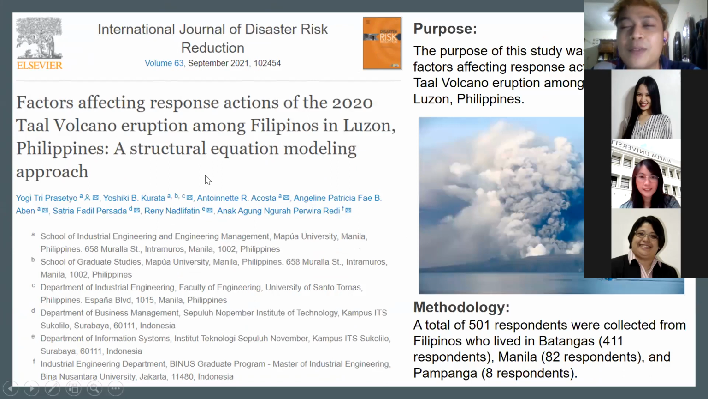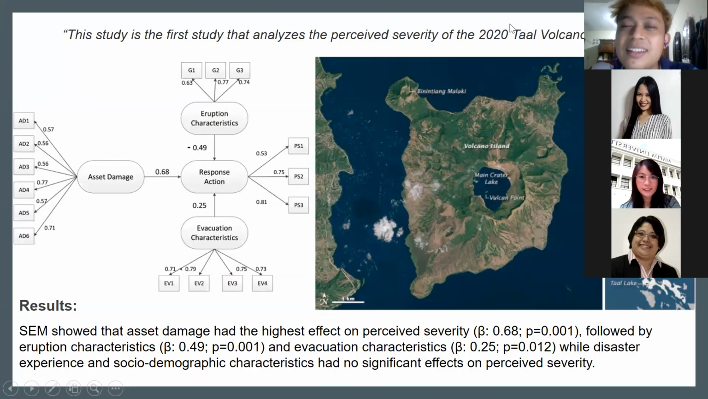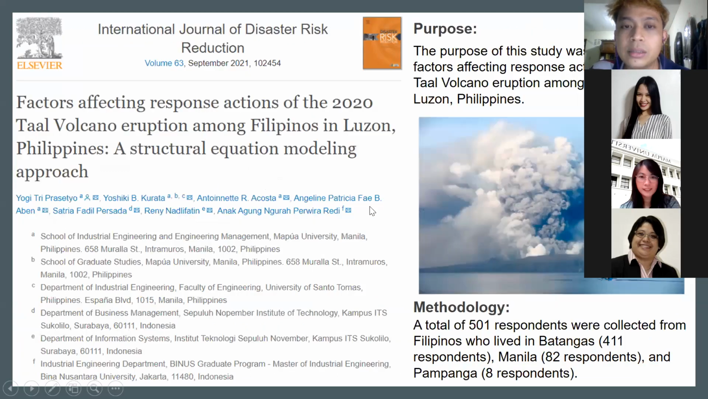this one, why it got published is that it was the first study that analyzed the Taal volcano after the explosion. Because of its impact, people were looking at it, and that's why it was published. I did not get the idea myself. The idea is from these two girls, they graduated, right? They told me, sir, I would like to do Taal.